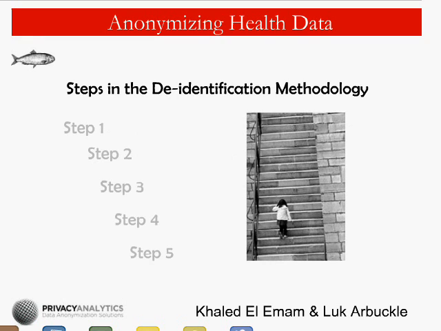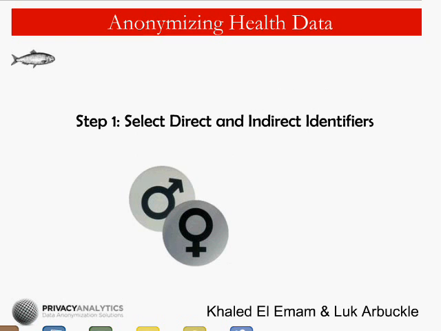Okay, so step 1, as I mentioned before, you have to select your direct and indirect identifiers in your data set. In practice, this is doable with a high level of confidence. So direct identifiers are masked, and indirect identifiers are the ones that you would de-identify. And an important distinction is that indirect identifiers are the variables you really want to do analytics on, and direct identifiers are the ones you don't care about doing analytics on. You just want to protect the identity of the individuals.